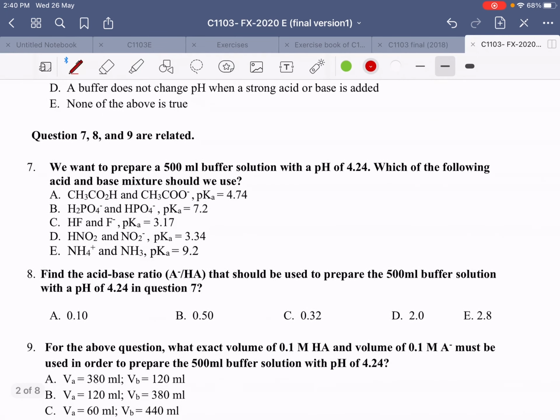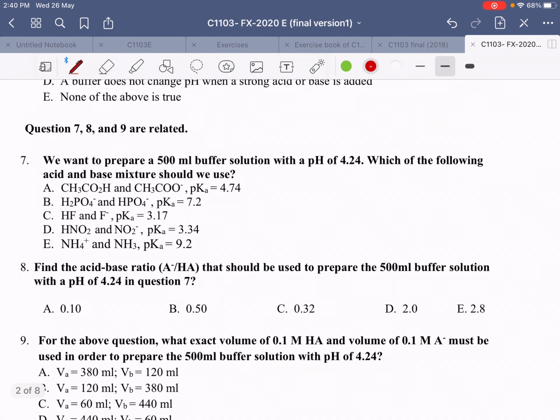خلص. Number 7. We want to prepare 500 ml of a buffer solution with a pH of 4.24. طيب إذا البفر بده يكون عنده 4.24 ال pH, هيدي التارجت اللي إلي. Which of the following acid base mixtures should be used? طلعوا. البفر ال pKa range لإله هي pKa minus 1 pKa plus 1. So 3.74 to 5.74 هيدي أول range لأول option.